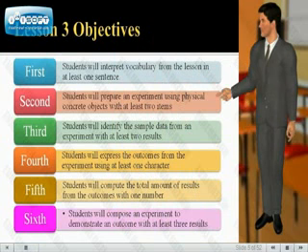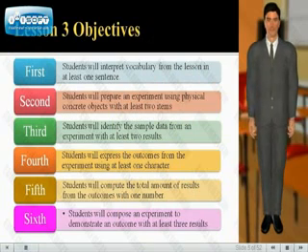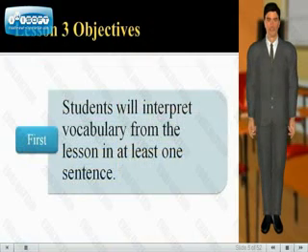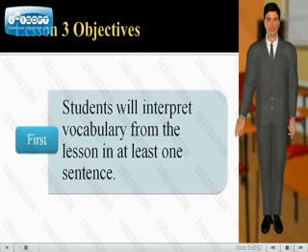These are the objectives for Lesson 3. We will cover each objective individually. In the first objective, you will learn to interpret vocabulary from the lesson in at least one sentence, which means you will need to interpret in your words one of the vocabulary words. It must be structured in sentence form.